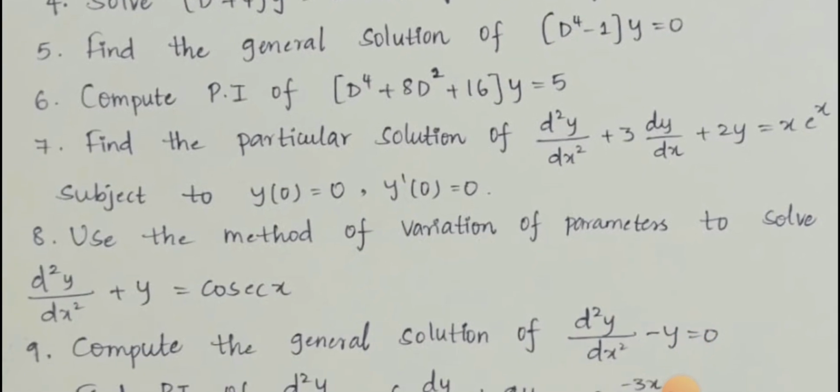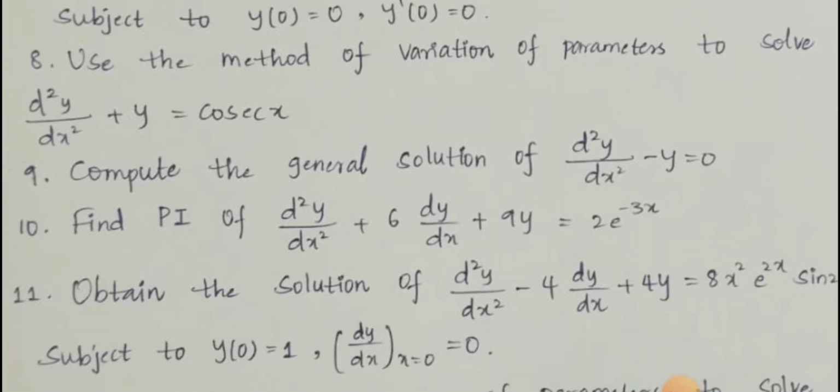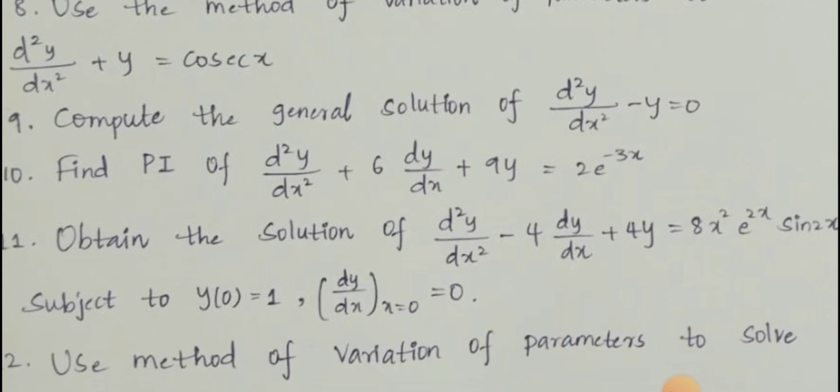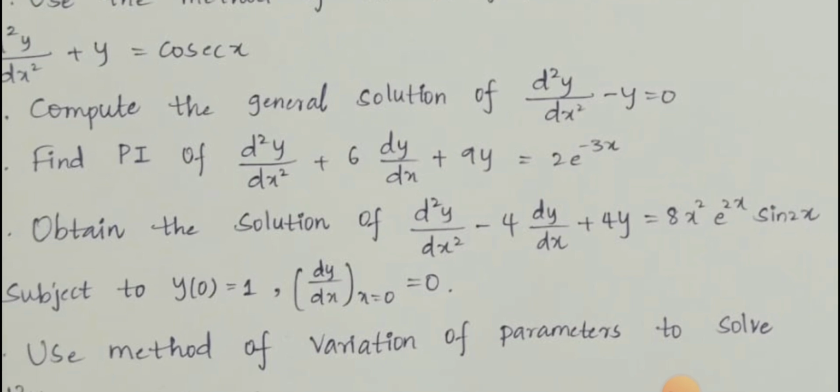Eighth one, use the method of variation of parameters to solve a problem is given. So directly you can apply your variation of parameters. Ninth one, compute the general solution of, here also directly you can calculate yc. And 10th one, find particular integral of one differential equation, and right side is looking like it is e power ax. 11th one, obtain the solution of one particular equation is given, right side 8x square e power 2x into sin 2x, 8 constant, no problem.